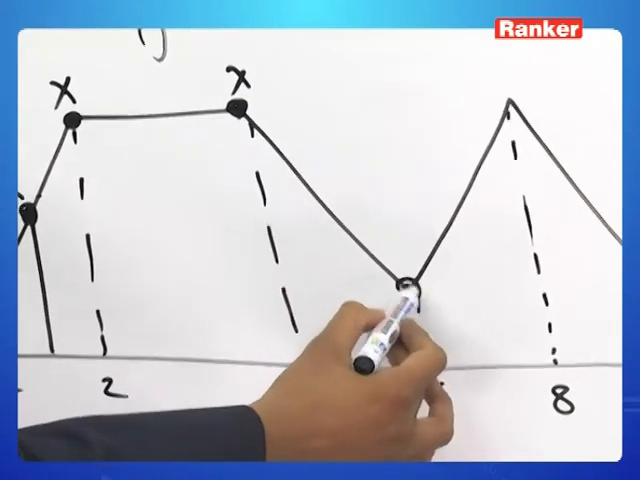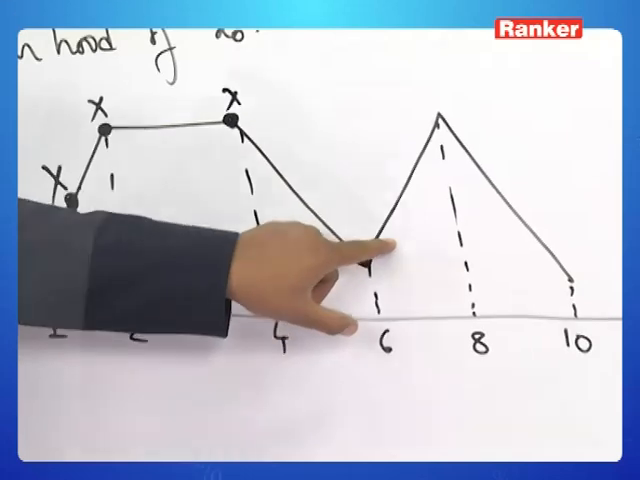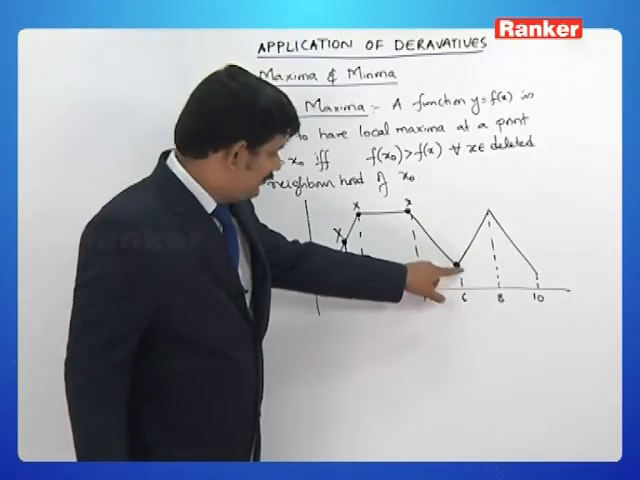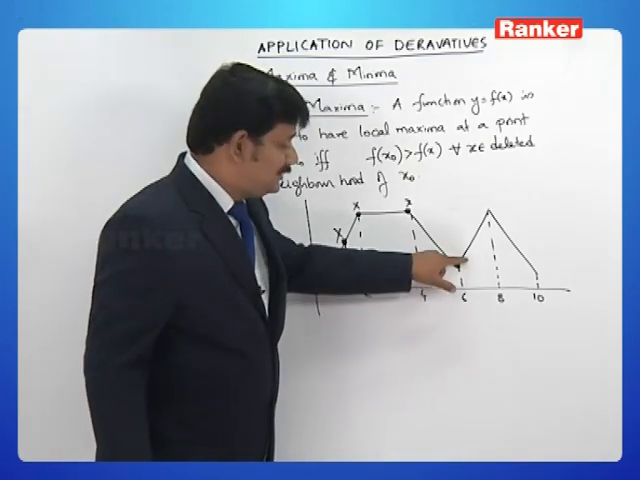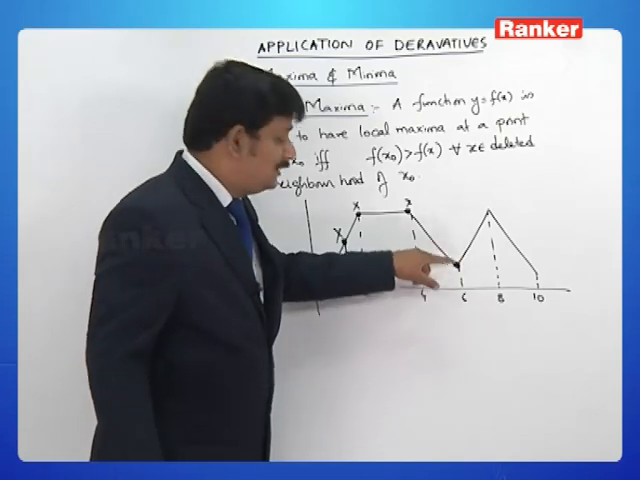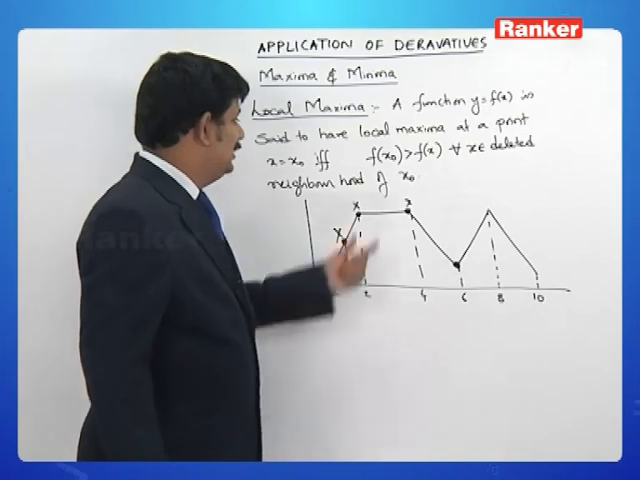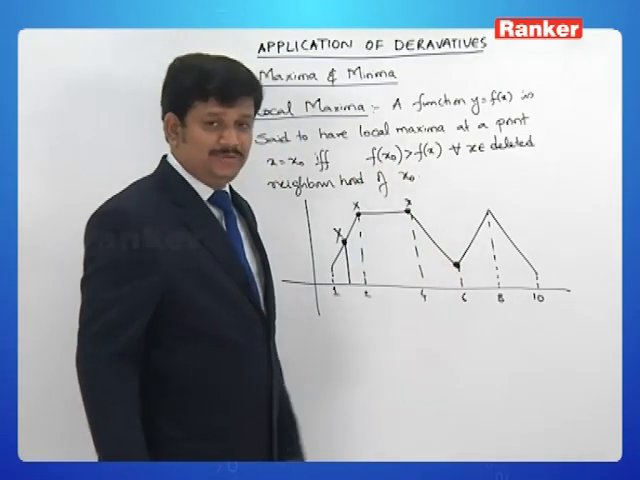Take any point here. To the left and to the right, function values are greater than f of x naught. F of x naught, if I call it the y coordinate of this point, to the left and to the right, function values are greater than f of x naught. So this can again not be a local maxima. For local maxima, function value should be smaller than f of x naught.